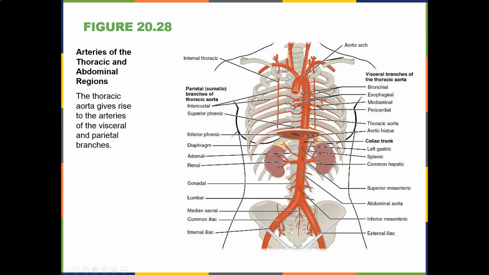Off the brachiocephalic, you get the right common carotid and the right subclavian. But as you work your way down, you can get bronchial arteries, esophageal arteries, the mediastinal, the pericardial arteries. Then you go thoracic aorta, then you have a left gastric artery, the splenic artery, a common hepatic artery, which is for the liver, superior mesenteric, make sure you know that one, the abdominal aorta, the gonadals, you have lumbar arteries, you have an inferior mesenteric, then you have a common iliac artery.